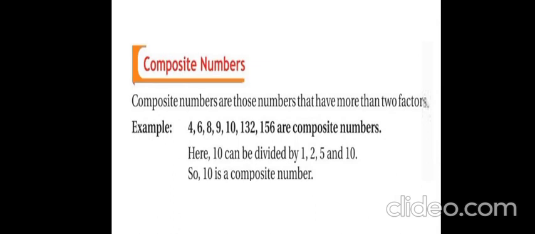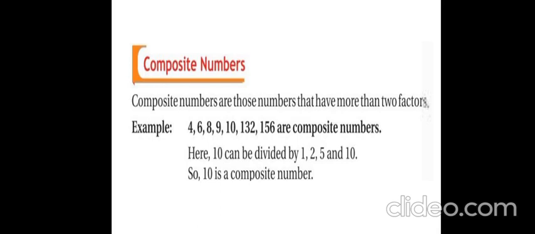And next, composite numbers. What is meant by composite numbers? The numbers that have more than two factors. Example, 4, 6, 8, 9, 10, 132, 156 are composite numbers.